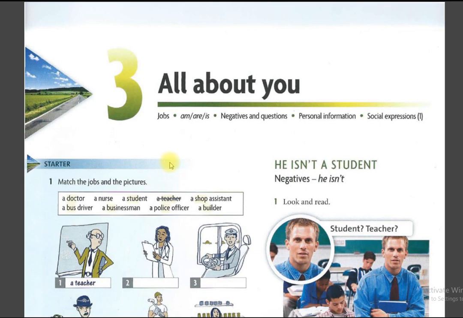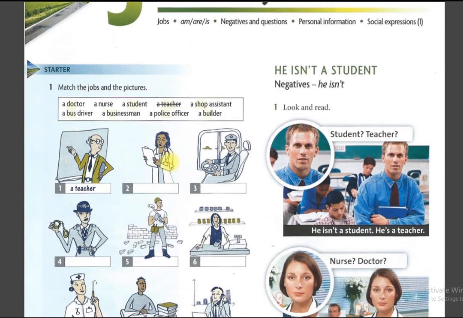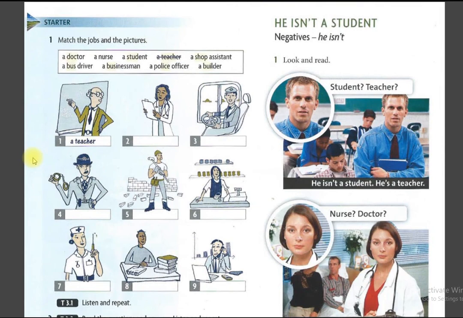Okay, starting with the first point, match the jobs with the pictures. You have a number of pictures, as you can see. Here in the box you have a number of jobs, or professions. So the first one is already done, as the picture is telling you.